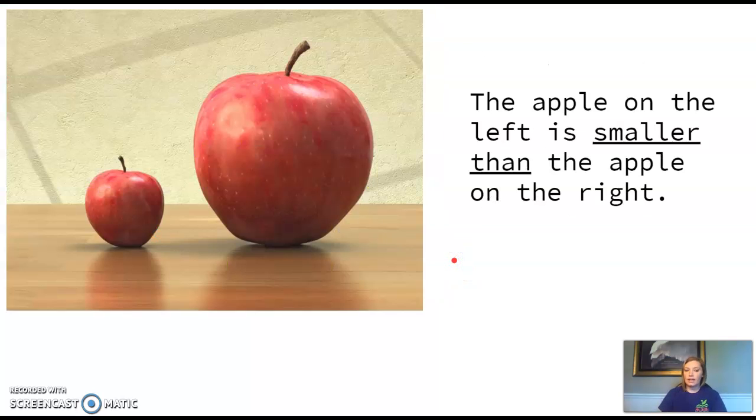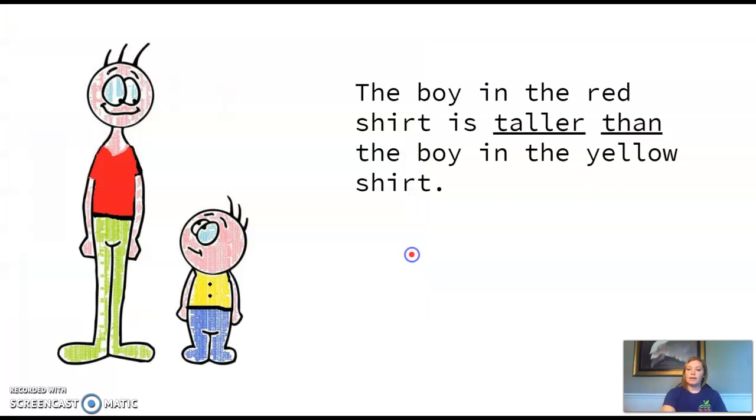Let's take a look at the next one. We have 2 apples, the apple on the left side and the apple on the right side. The sentence says, repeat after me, the apple on the left is smaller than the apple on the right. Comparative adjective, comparing left apple to the right apple using ER at the end.